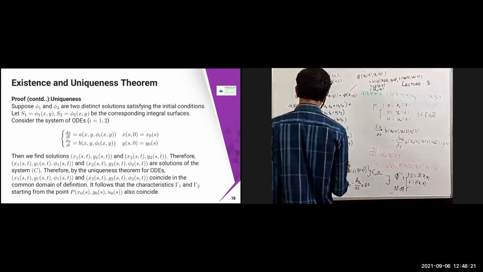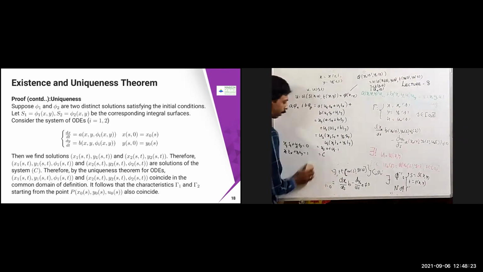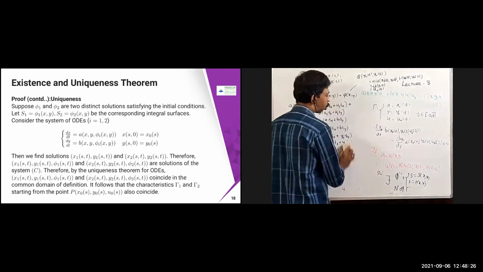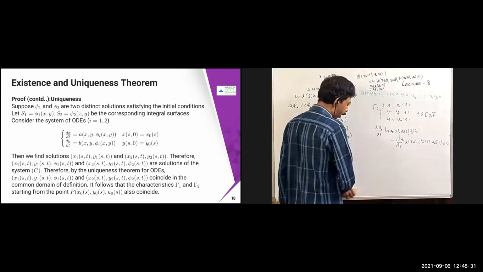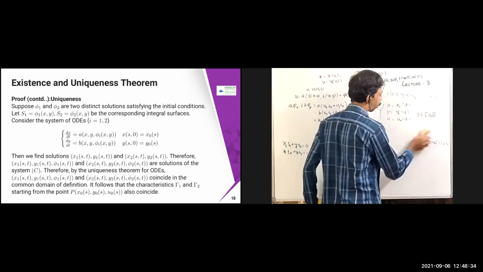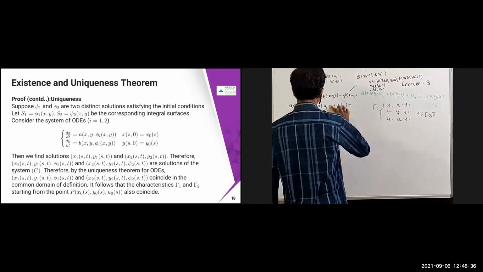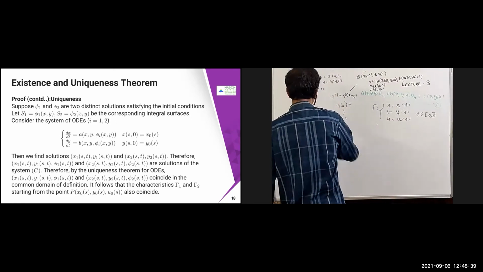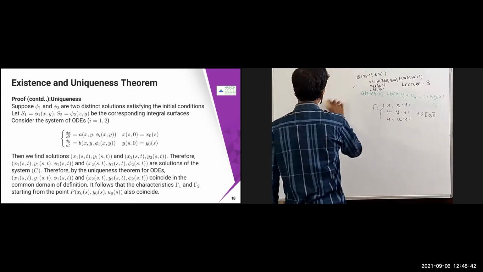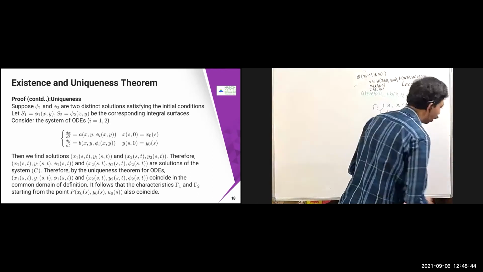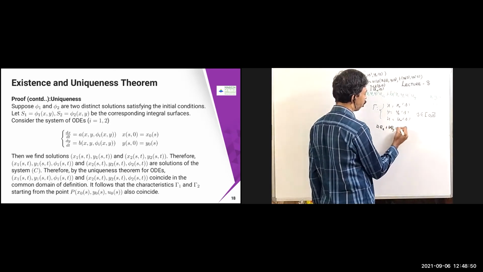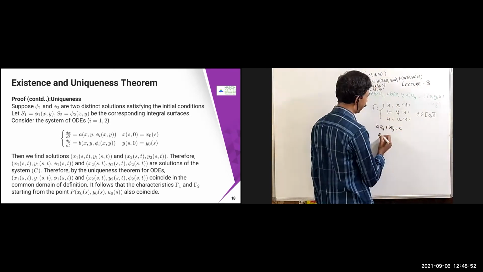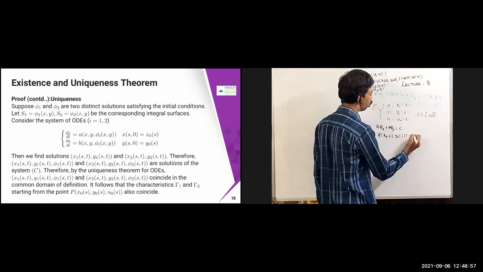In most cases, what we do is suppose there are two distinct solutions. We need to prove either that it leads to a contradiction, or that both are the same. So let us consider phi 1 and phi 2 as two solutions. Then a phi_x plus b phi_y equals c is there, and it satisfies phi of x_0(s), y_0(s) equal to u_0(s).